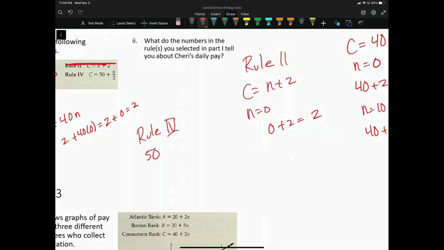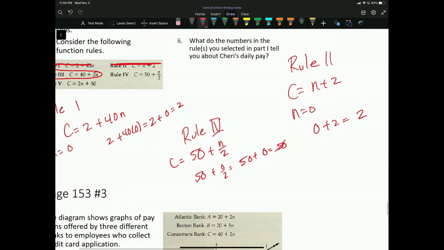So we have 50 plus n divided by 2. So C equals 50 plus n divided by 2. If I plug in 0 here, so we have 50 plus 0 divided by 2, which is just going to be 50 plus 0, because 0 divided by 2 is just 0. And this will end up being 50. Well, that's not right. So again, rule 4 doesn't work.